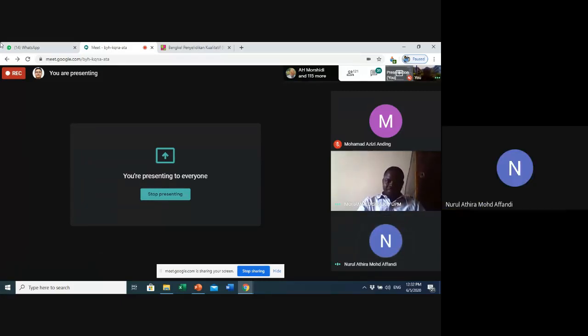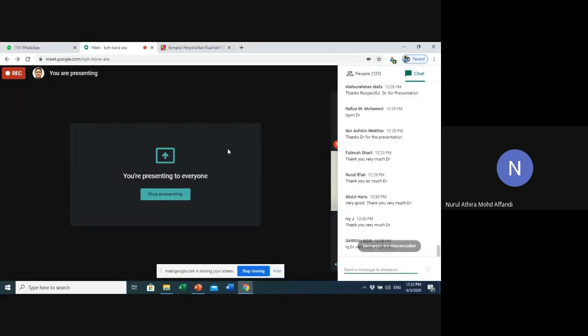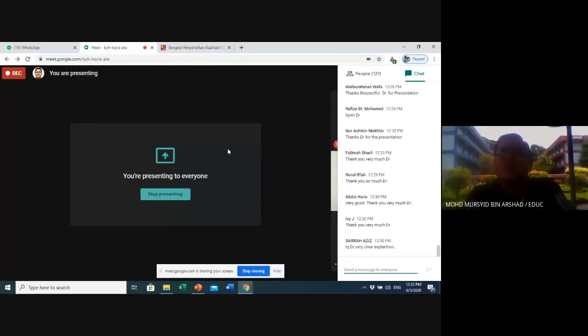The first one is, could you please recommend a good book or article for developing an interview protocol? For the interview protocol, you can refer to Creswell and Poth 2018. You can refer to Merriam and Tisdell 2016. I think these are two books that you can refer to. Or maybe you can refer to Bloomberg and Volpe 2016. They also have good material for you to develop the interview protocol.